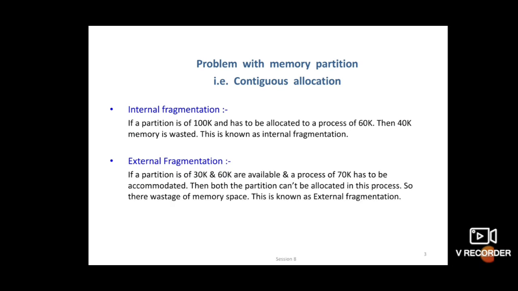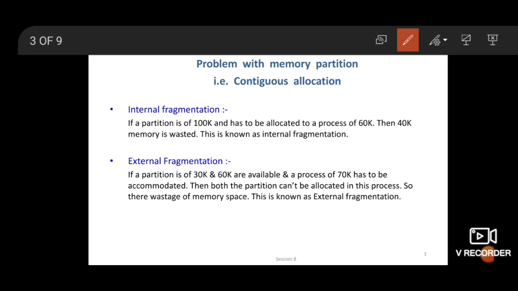Now if partitions of 30K and 60K are available and a process of 70K has to be accommodated, then both partitions cannot be allocated to this process. So there is wastage of memory space. See here, in variable partition, suppose 3 partitions are there and this one is already filled. Now the first partition is suppose 30K and the last partition is 60K. And what is the size of the process?